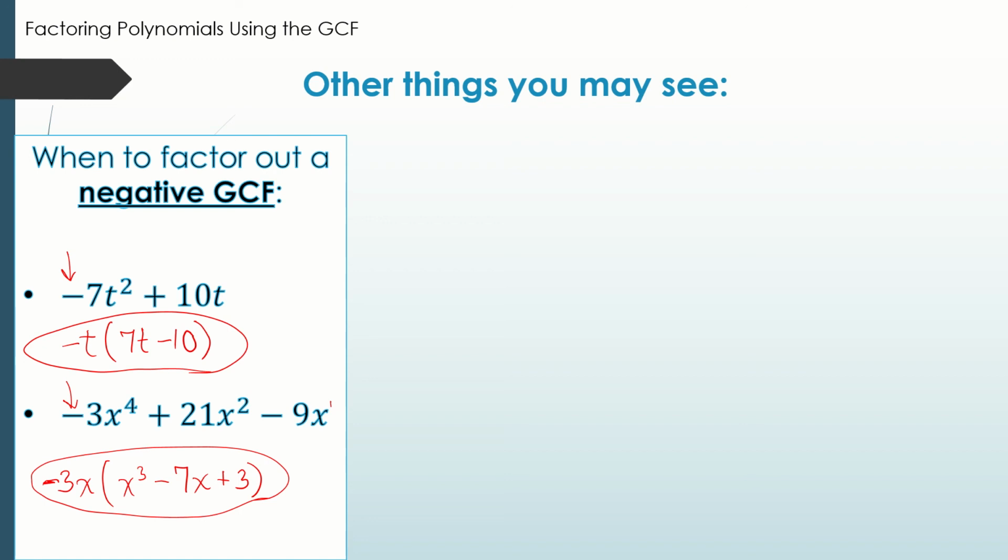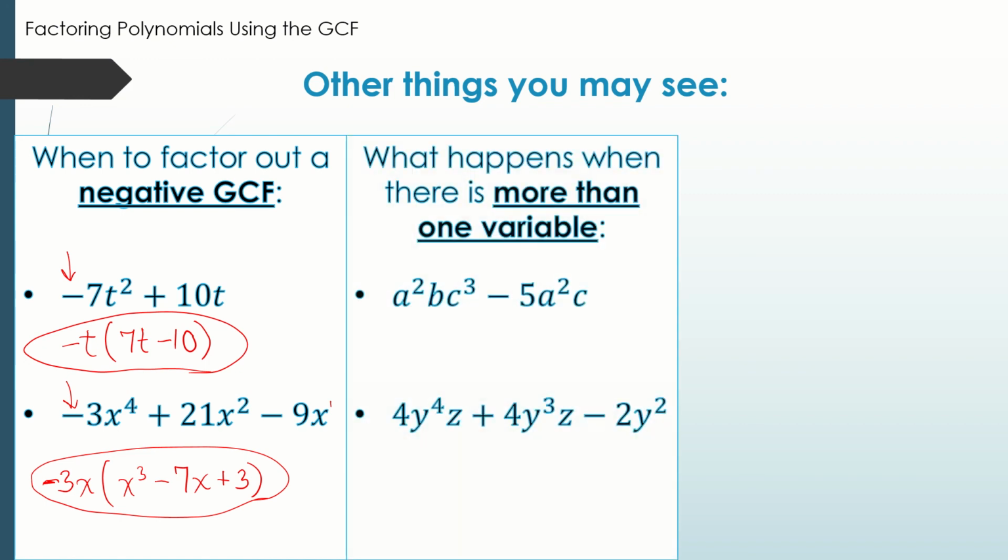I want to mention again that this is few and far between. If you find yourself taking out negative GCFs more than positives, then you're doing something wrong. It is only when the first term of the polynomial is negative that you take out the negative GCF. So, other things you may see.